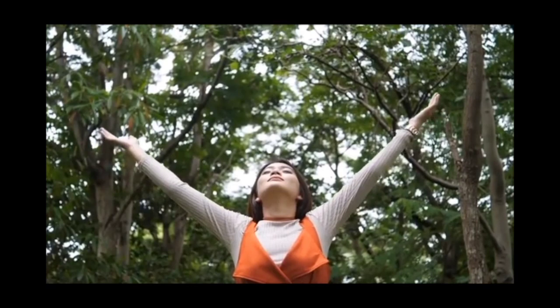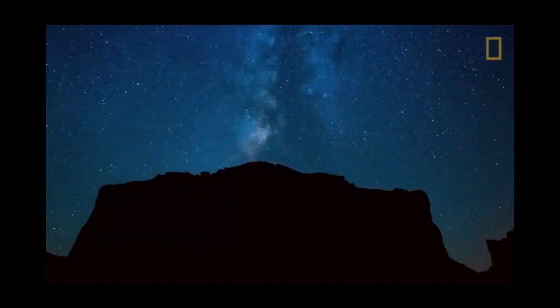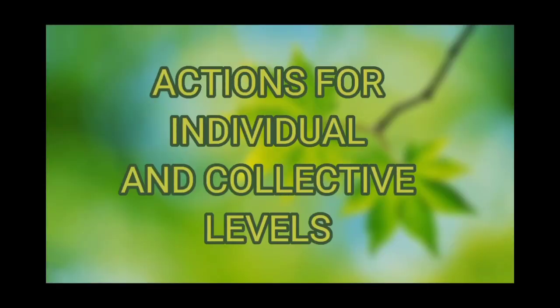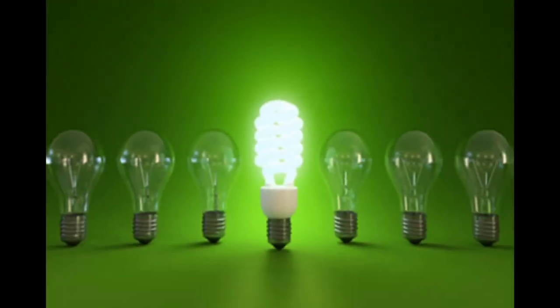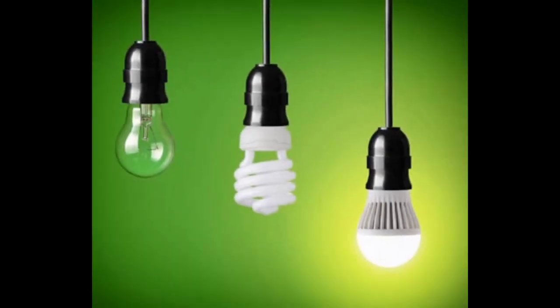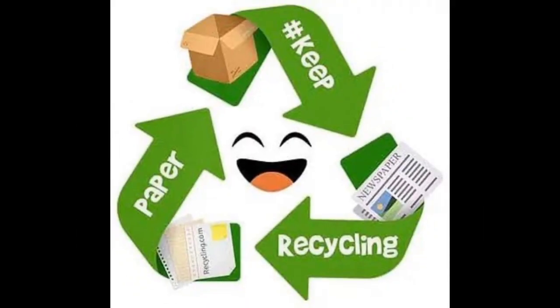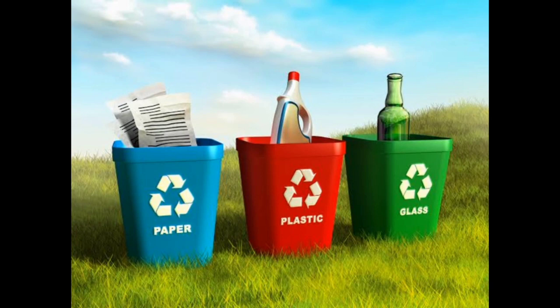As human beings, it is our responsibility to protect our environment and maintain its sustainability to provide for future and current generations. Here are some actions for individual and collective levels. The first one, individual level: reducing energy consumption by turning off lights when not in use, using energy efficient appliances, and unplugging electronics. Minimize waste by practicing recycling, reusing, and reducing single-use items.